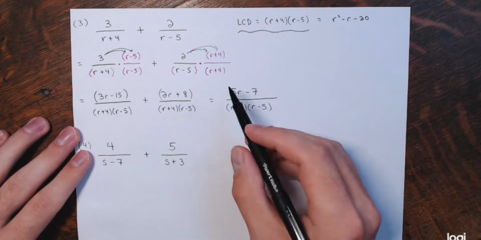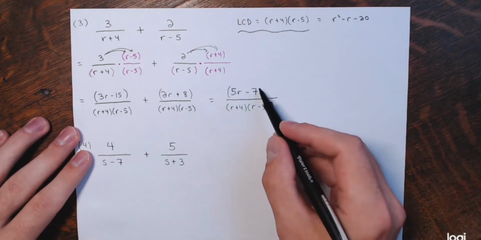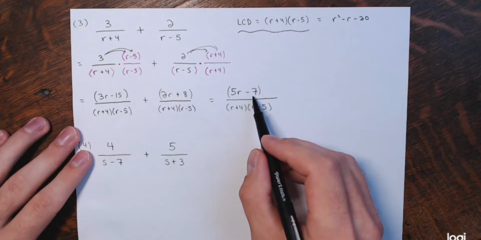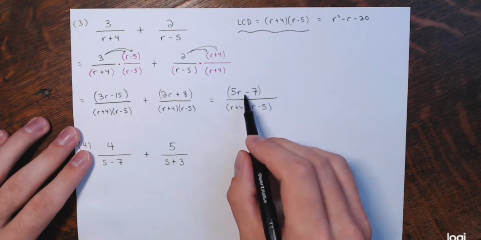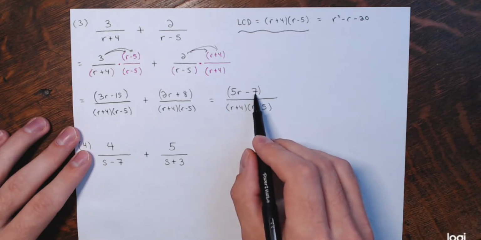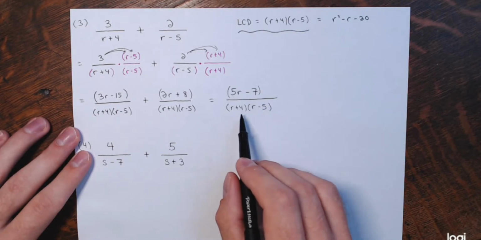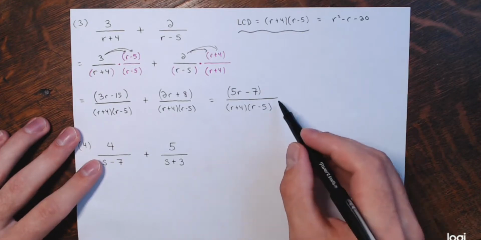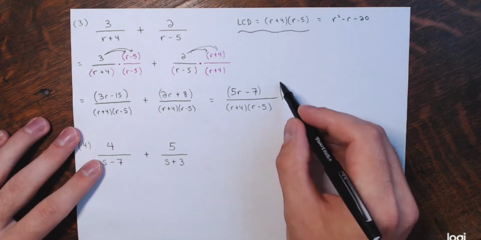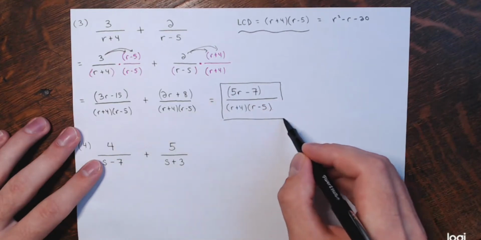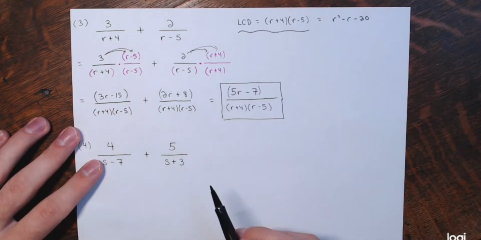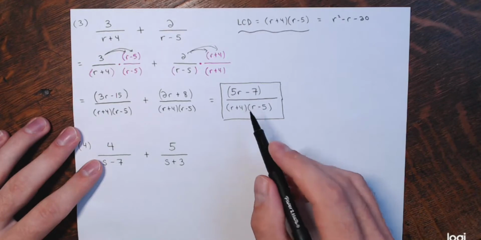Well, 5r minus 7 doesn't factor anymore. There's no way to factor that any further. So 5r minus 7 is its own factor in the numerator. And I am not seeing a 5r minus 7 factor in the denominator. So this is as simple as it gets. Now you can leave everything factored if you wish. There's nothing wrong with this.